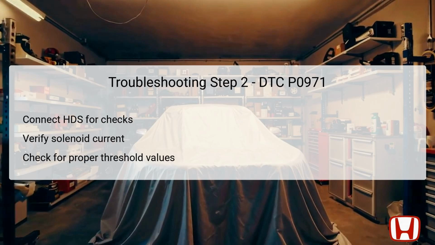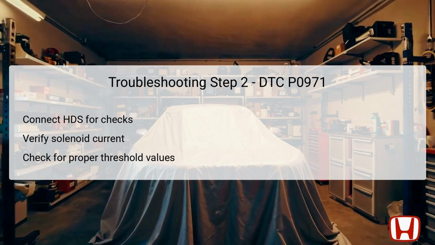In the second troubleshooting step, focus on checking the AT clutch pressure control solenoid valve C itself. Utilize the HDS to observe certain parameters that determine the health of the solenoid. Specifically, check the actual current flowing through the solenoid, which should exceed a threshold of 0.035 amps. This value is critical, as it indicates whether the solenoid is functioning within its designed operating range.